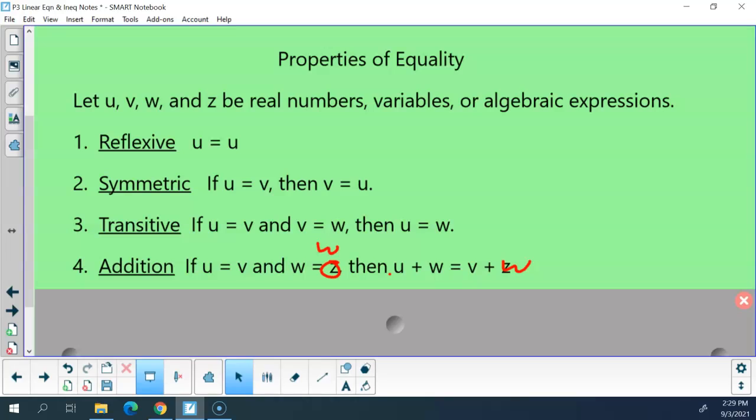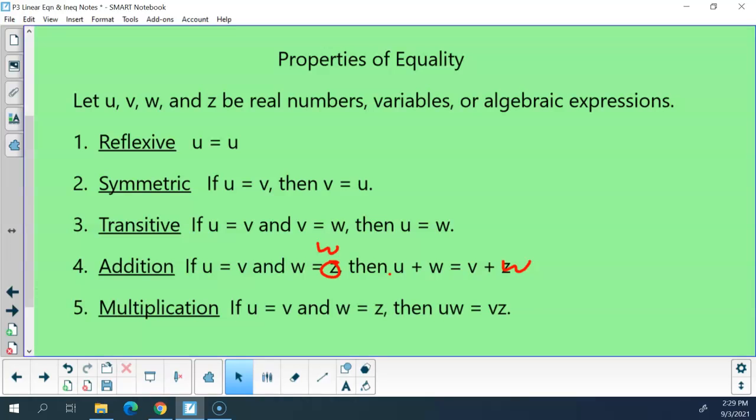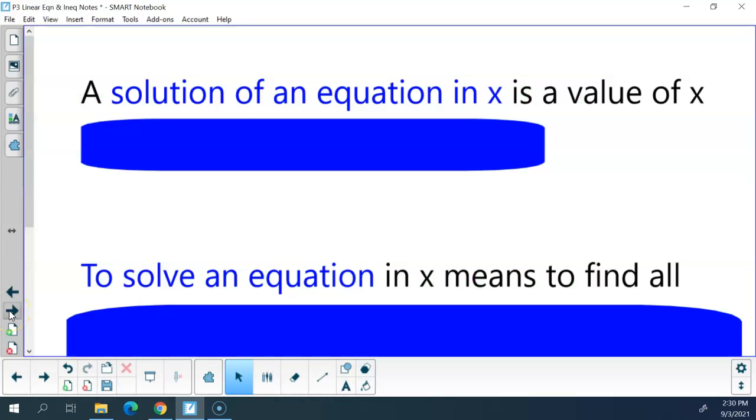The addition property: if u equals v and w equals w, then u plus w equals v plus w. So if you add the same thing on both sides, you're good. Multiplication is the same thing. Multiply by the same thing on each side, and it's still going to create equality. So those are the properties of equality. You've used those since you were probably in elementary school.